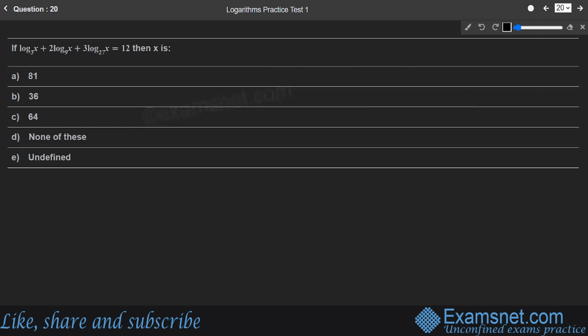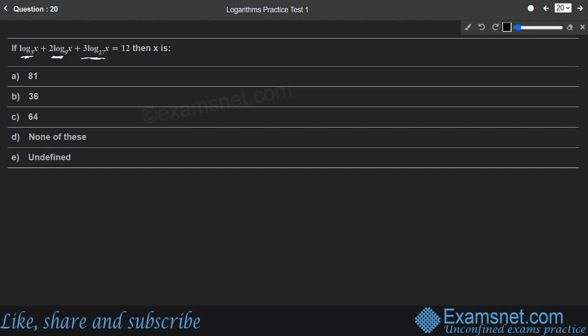Now, what does the next question say? Log base 3x plus 2 log base 9x plus 3 log base 27x equals 12. Then find the value of x. In this particular question, as you can see, the base of each log is different. The bases of every log are different, so they cannot be operated together unless we manipulate the bases and make them equal. How can we do that? Let us try to do it.